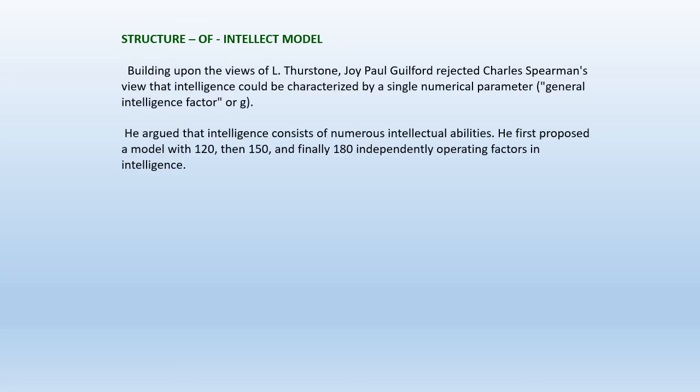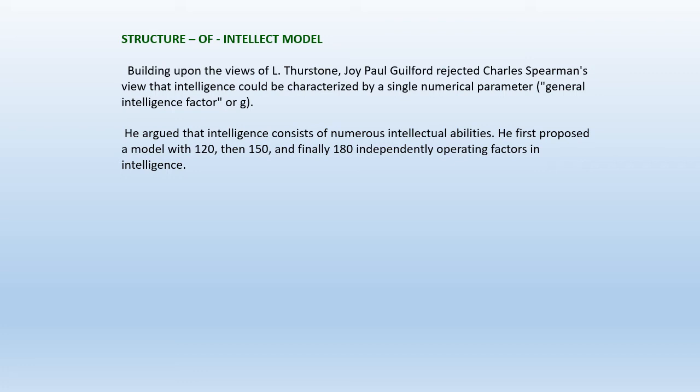Next is the structure of intellect model. Building upon the views of Louis Thurstone, Joy Paul Guilford rejected Charles Spearman's view that intelligence could be characterized by a single numerical parameter, the general factor or G. He argued that intelligence consists of numerous intellectual abilities. He first proposed a model with 120, then 150, and finally 180 independently operating factors in intelligence.